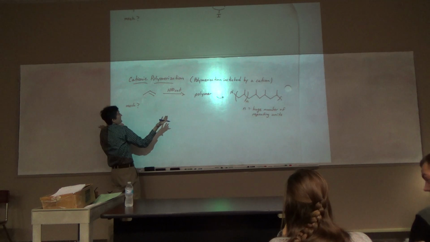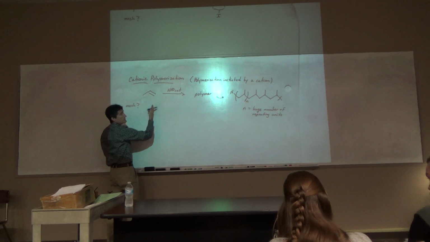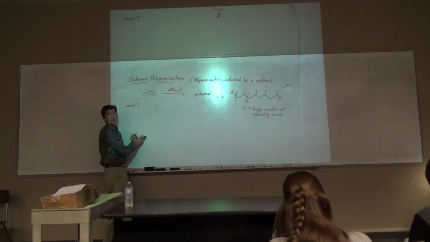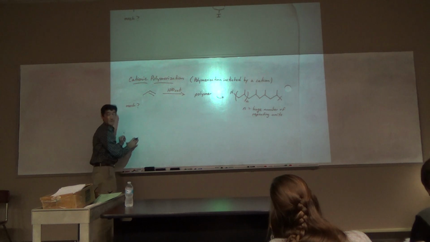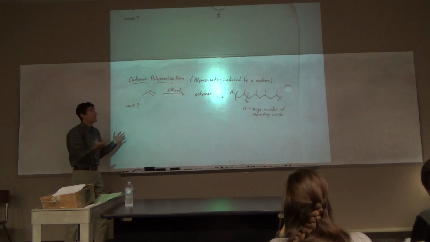What reactivity do we have? We have a pi bond and H+, and every reaction we've done so far has involved that, because that's all we've done. Where are we going to leave the cation, left or right? There you go. That's all we know so far.